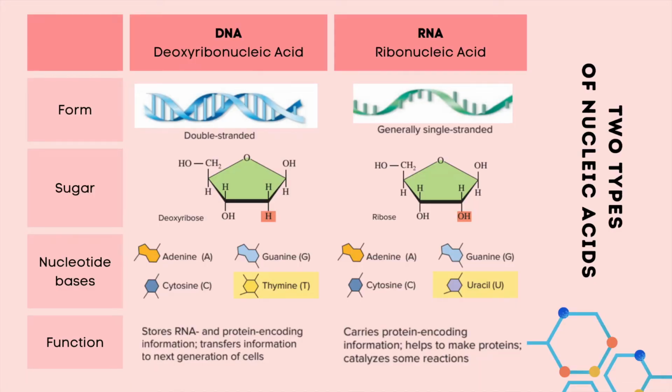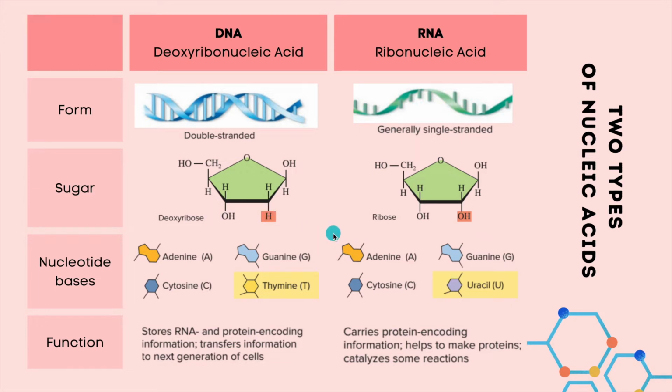Let us first study the structure of nucleic acids in detail. There are two types of nucleic acids, the DNA or deoxyribonucleic acid and the RNA or ribonucleic acid. We can summarize a few differences between them through this table. For the first one, DNA is a double-stranded molecule, while RNA is single-stranded. Number two, DNA contains the sugar deoxyribose, while RNA contains the sugar ribose. The difference between the two is the presence of a hydroxyl group in the structure of the ribose, which is actually absent in that of the deoxyribose.